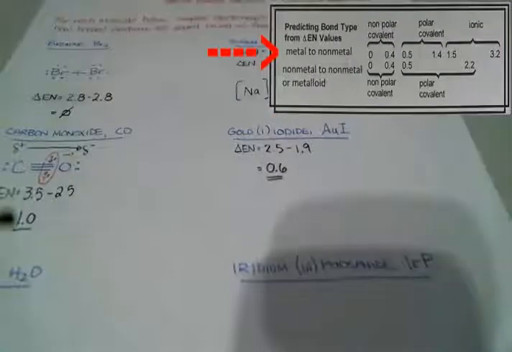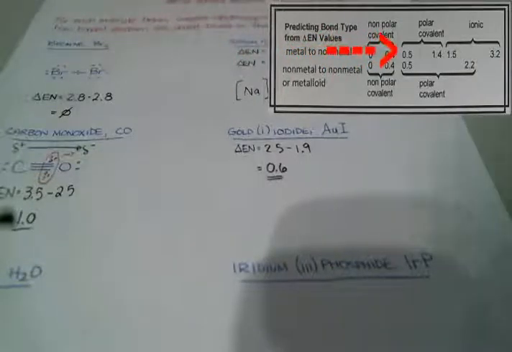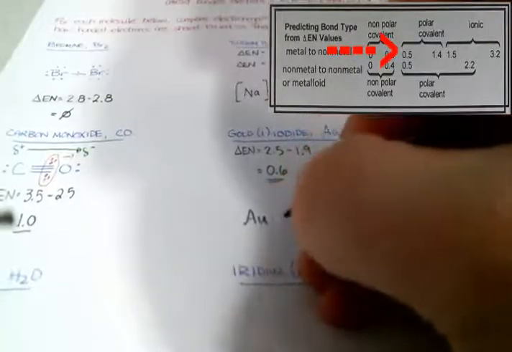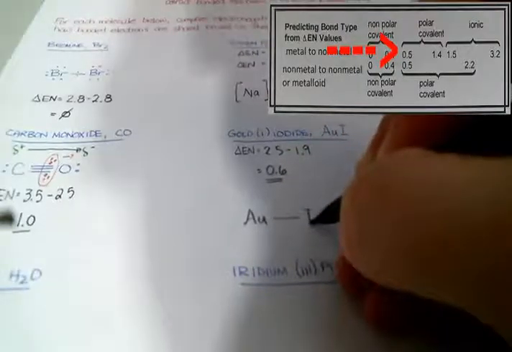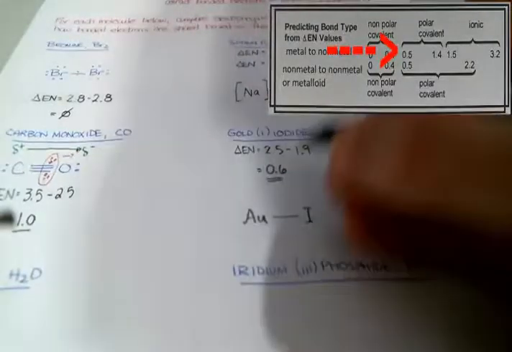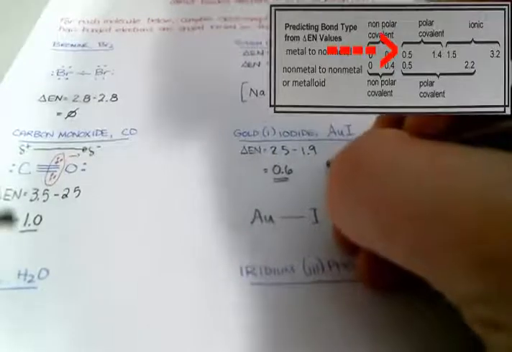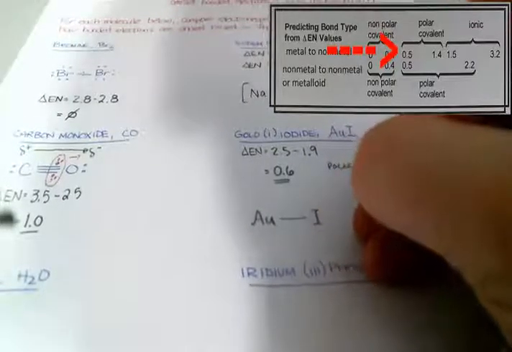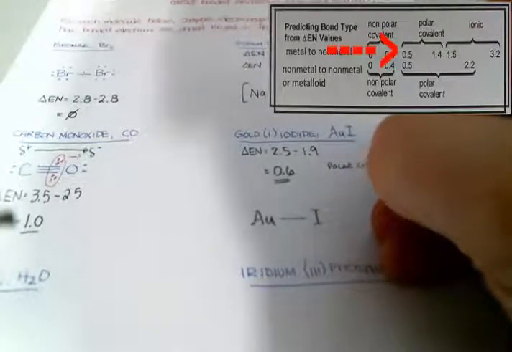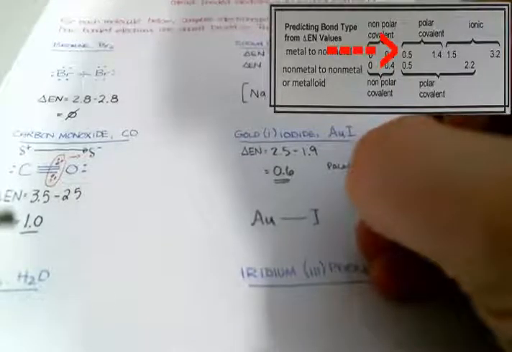Then we're going to look at the top of our periodic table. We're going to look at the top part because that's for metal to non-metal. And 0.6 falls in the range of polar covalent, which means gold and iodine actually transfer electrons in a very similar way to carbon and oxygen. Even though this is a metal and a non-metal, it's polar covalent. And covalent means sharing of electrons.